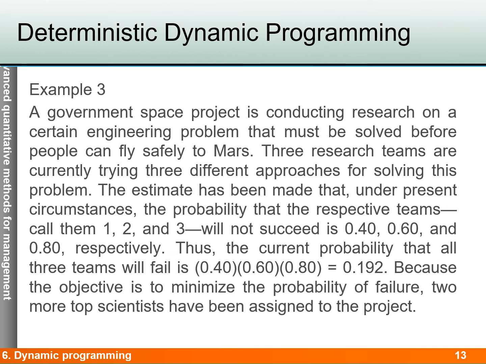There, we wanted to maximize it. So, because the objective is to minimize the probability of failure, 2 more top scientists have been assigned to this project. Okay, so again, we have the option of assigning up to 2 scientists. It means that 0, 1, or 2 we can select for each of the stages. Let's continue this example in the next slide.